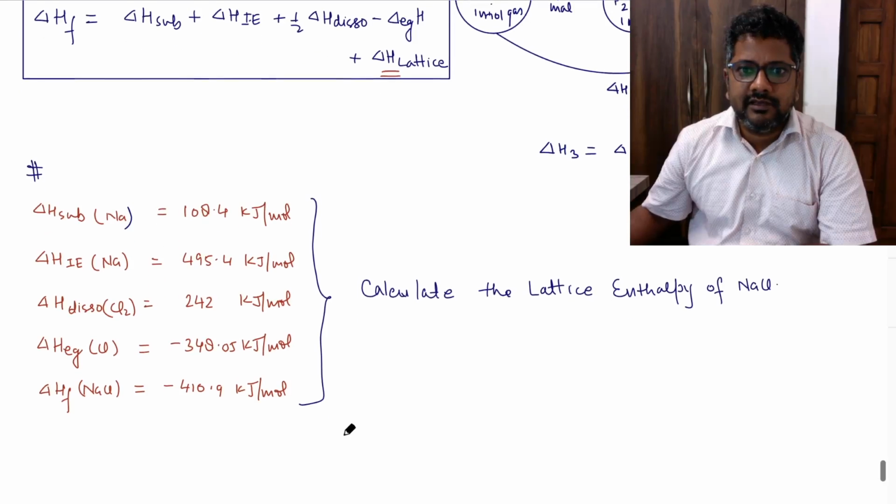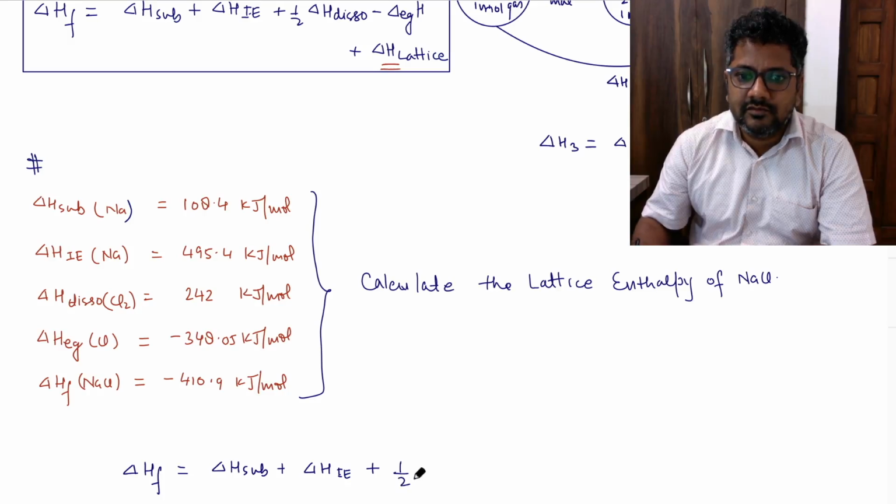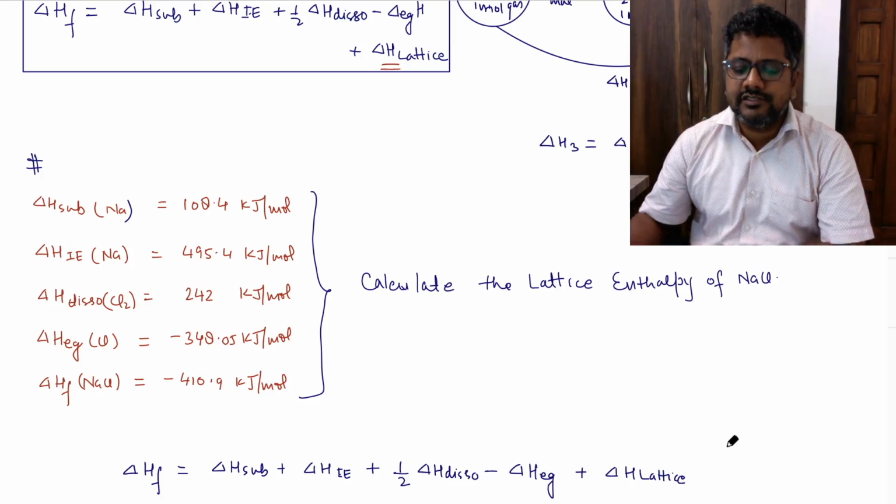So I may write here again. Delta H formation is equal to delta H sublimation plus delta H ionization plus half of delta H dissociation minus delta H EG plus delta H lattice, right?